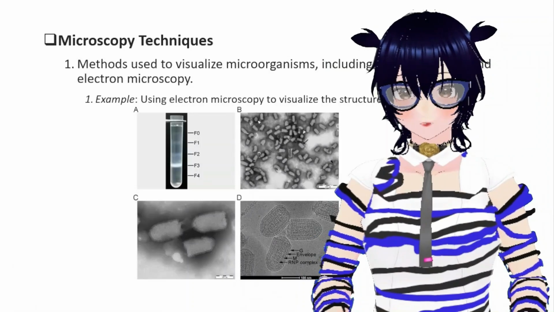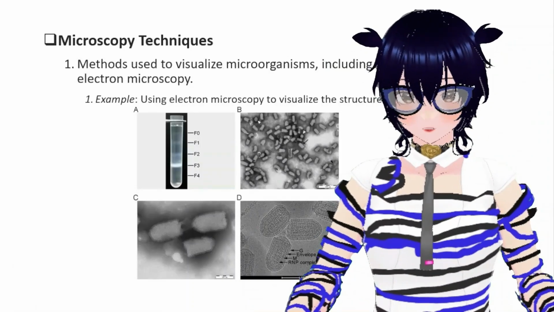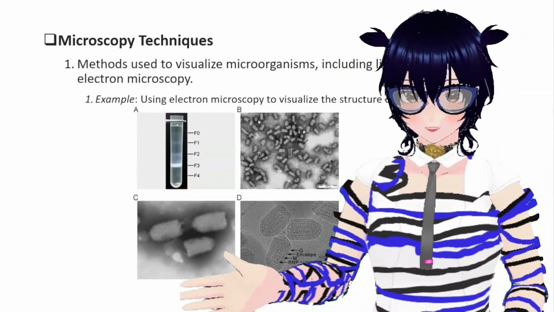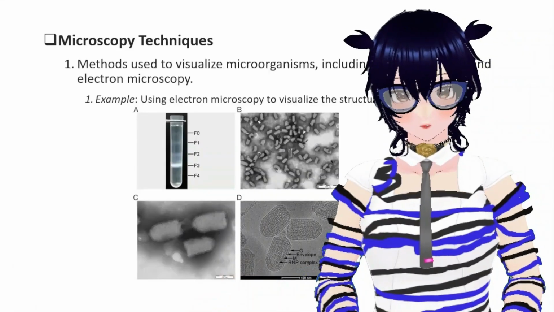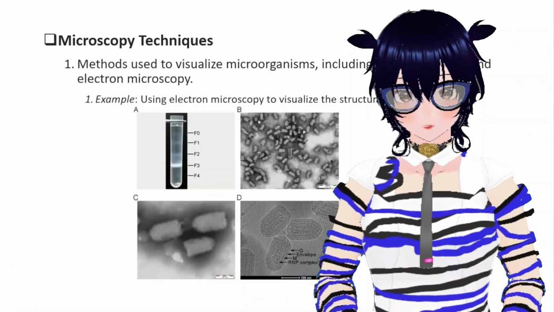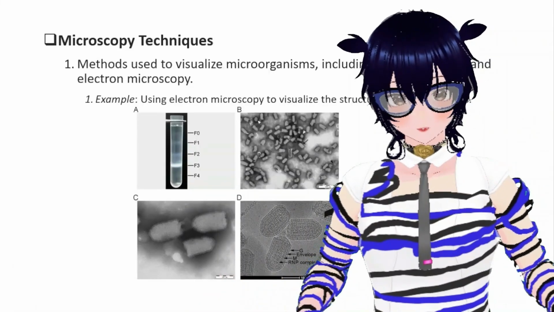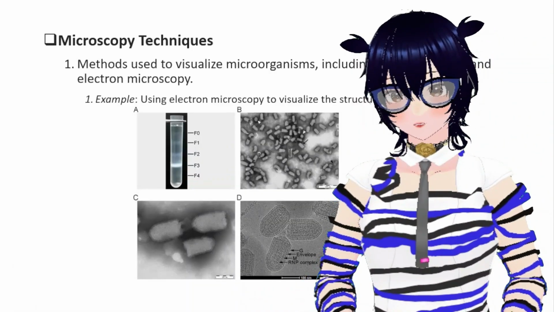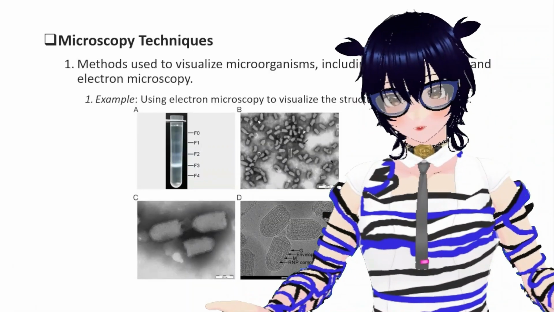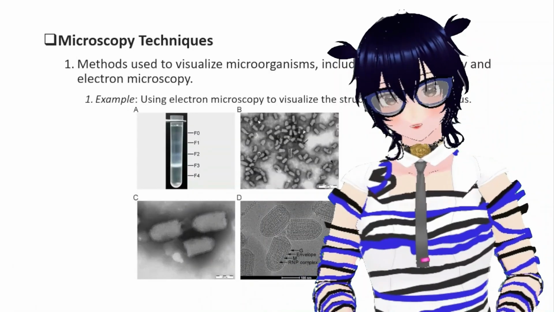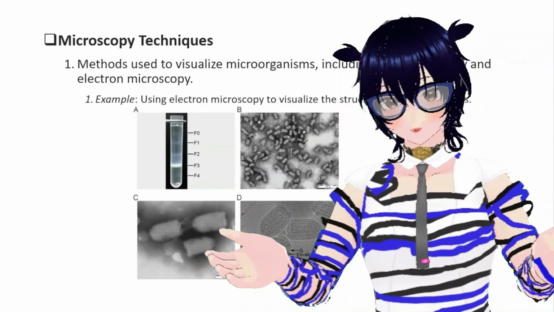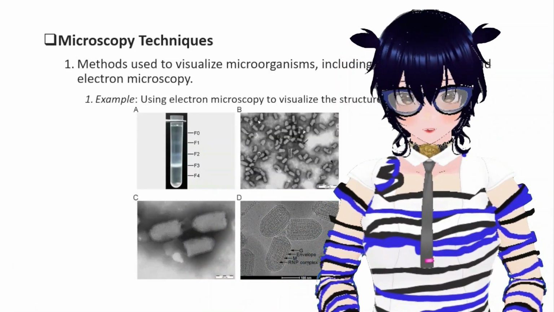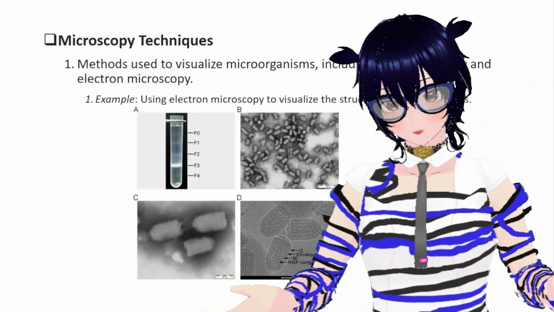You know that there are different types of microscopes, and every microscope has the capacity to visualize the structure of different organisms. For example, using an electron microscope to visualize the structure of rabies viruses. Since the size of viruses and microbes varies, of course it will need more and more complex microscopes for smaller and smaller microorganisms.